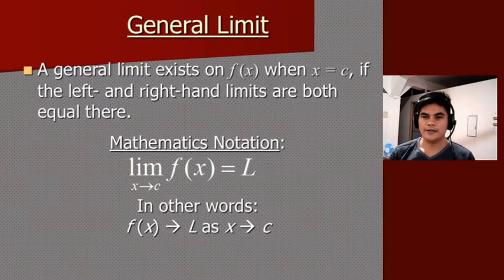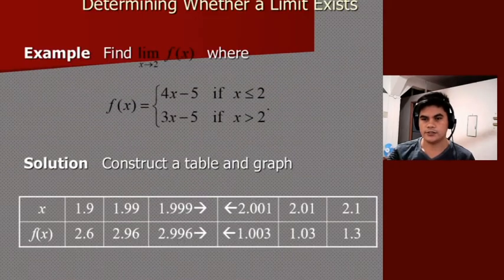A general limit exists on a function of x when x is equal to c if the left and the right hand limits are both equal. Now, we have the limit of f(x) equal to L as x approaches c. In other words, the function of x approaches L as x approaches c.